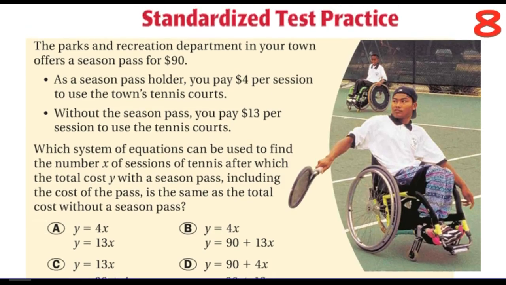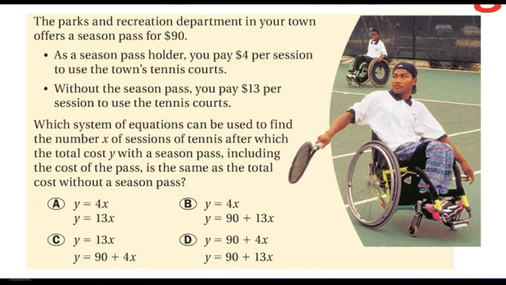Alright, here it says the Parks and Recreation Department in your town offers a season pass for $90. As a season pass holder, you pay $4 per session to use the town's tennis courts. Without the season pass, you pay $13 per session to use the town's tennis courts. Which system of equations can be used to find the number X of sessions of tennis, after which the total cost Y with a season pass, including the cost of the pass, is the same as the total cost without a season pass?